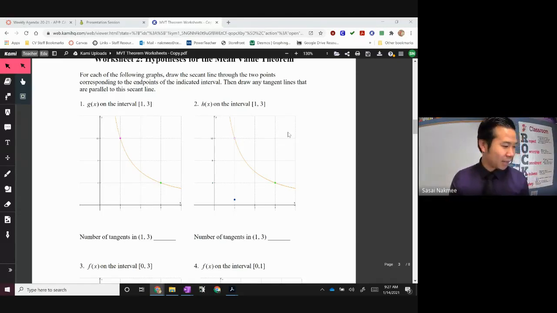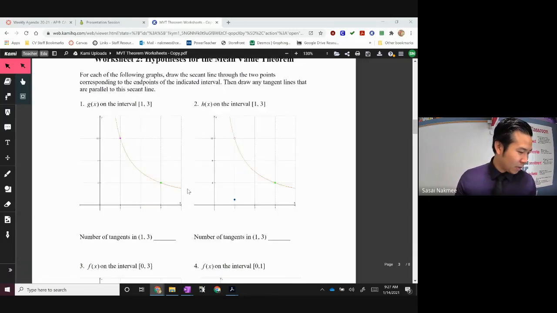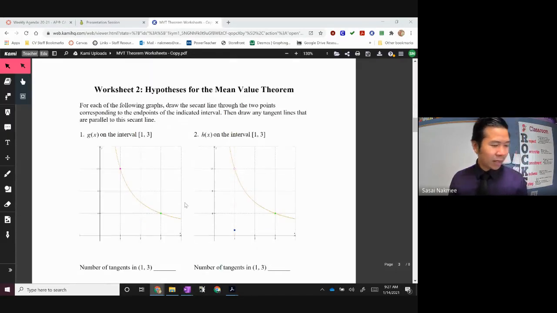There we go. All right, so let's continue with where we left off last time. That was right here, right? We were talking about how many tangent lines you can draw on a function, between the given interval, that will be parallel to the secant line drawn through the endpoints of the function.